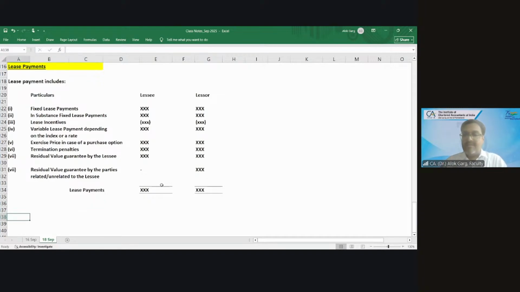Whether this lease payment is clear. Now, let me give you an example, and with the help of the example, I will show you the entire calculation of the lease payment and how this lease payment calculation is impacting your right of use asset and lease liability calculations. Okay, right?